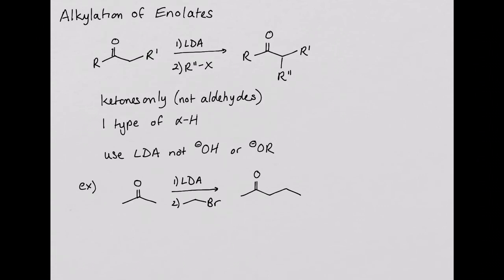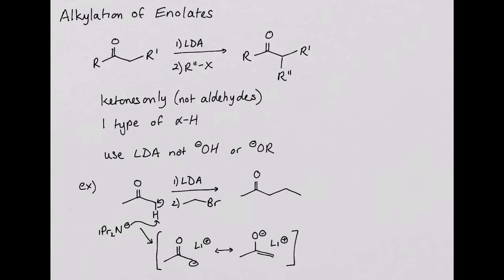In the first step of the mechanism, the diisopropylamide deprotonates at the alpha position to the ketone. This produces the lithium salt of the enolate ion. The LDA converts the ketone completely to the enolate ion. In the next step, the enolate ion attacks the electrophile, kicking off the bromide leaving group to produce the final product.